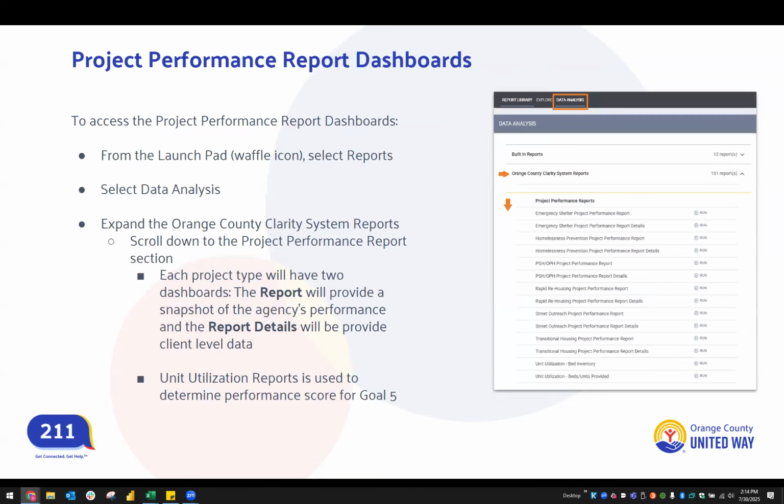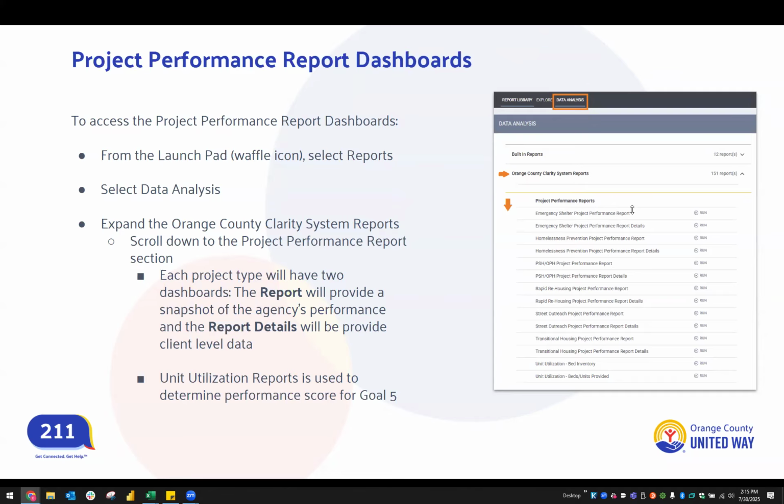Okay, so for this demo, I will be using the report that is built in the training site, but you can find the exact same reports in the live site. The report path is going to be under the report icon. You're going to go to data analysis, go down to Orange County system reports, and then go to the project performance report section. These are the reports that you would be running by project type.